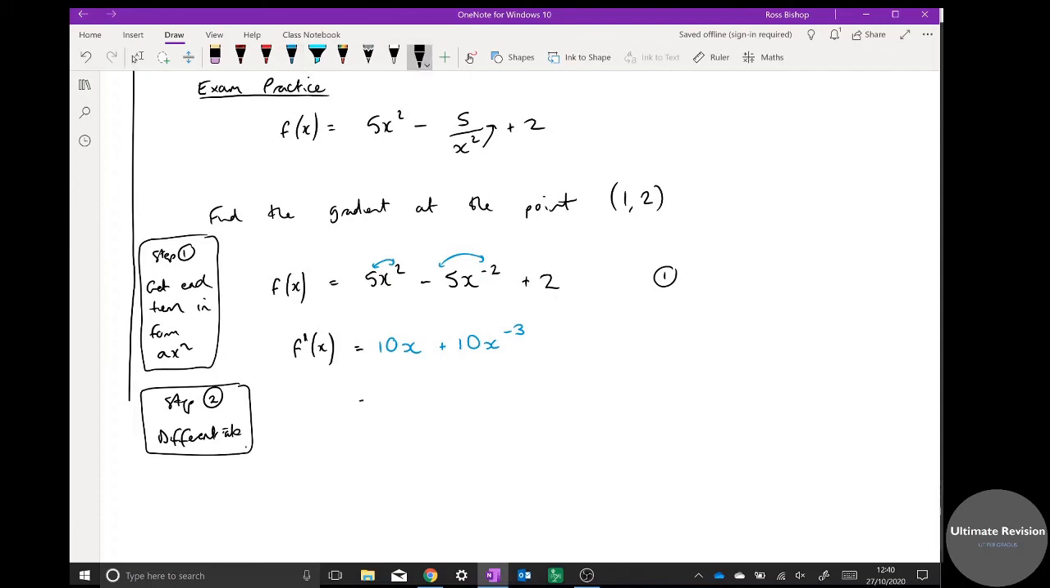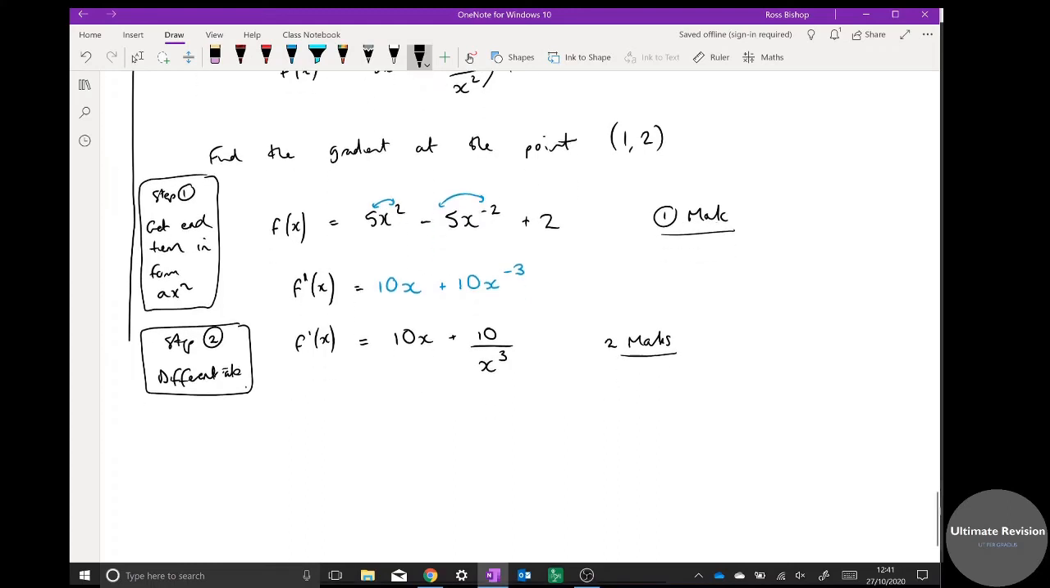Now I'm going to rewrite this because this could be a non-calculator paper as 10x plus 10 over x cubed. That means the same thing, okay? So that is my gradient function. I've probably picked up another 2 marks here. So I've got 1 mark for that. I've picked up another 2 marks at this point. So I'm probably on 3 marks.